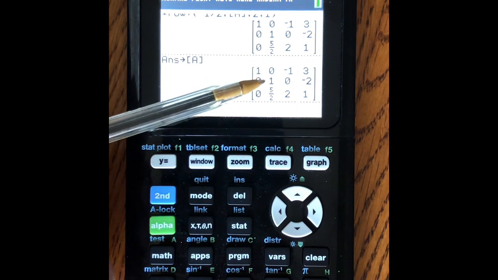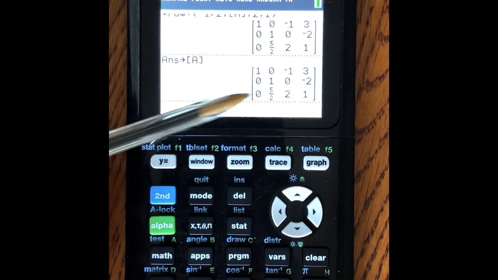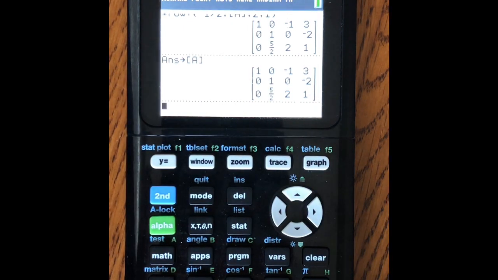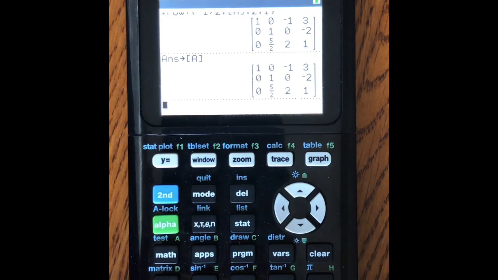So we're good. We have a 0 right here above our 1. Let's go ahead and make this 5/2 a 0 as well. So remember that row operation? It was R3 minus 5/2 R2. Okay, so let's go ahead and perform that.